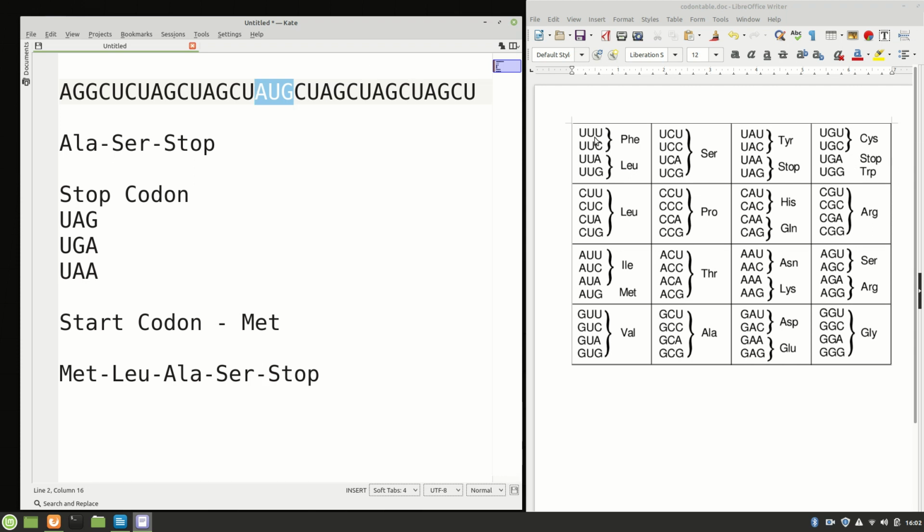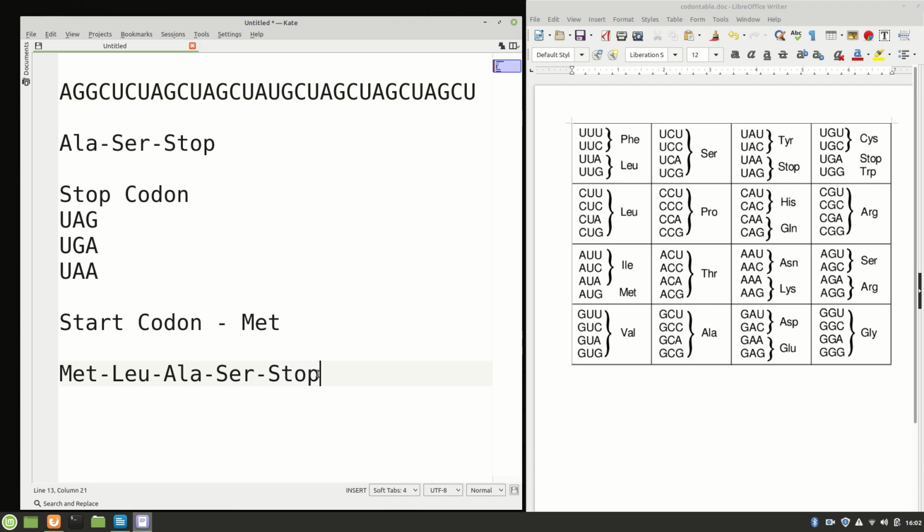Now remember, there are 3 stops. There's only 1 start. And you do read this one. There is no amino acid associated with the stops. It just means everything falls apart. Everything breaks up. The ribosome breaks into 2 pieces. The mRNA goes one way, and the protein goes the other way. So in this particular case, this is how we read the codon table.